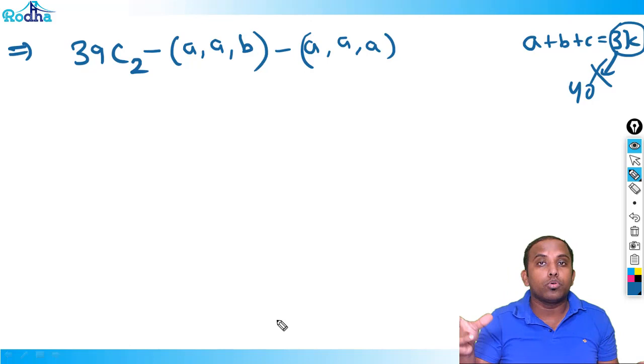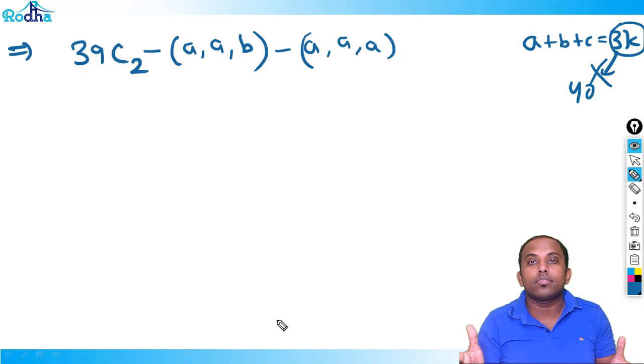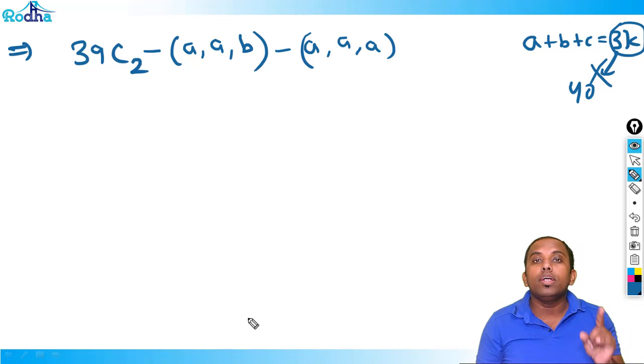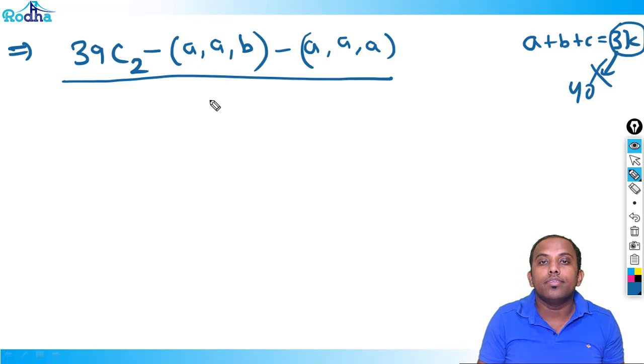2, 3, 35; 2, 35, 3; 35, 2, 3, like that. Or the cases like 5, 10, 5 plus 10 plus 25. So all these cases are written 6 times. But I want all cases to be only occurring one time. So what will I do? I'll simply divide it by 6.